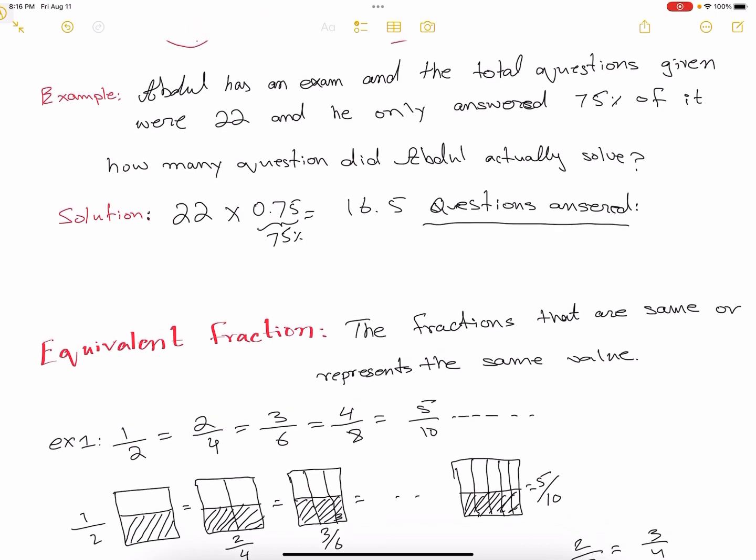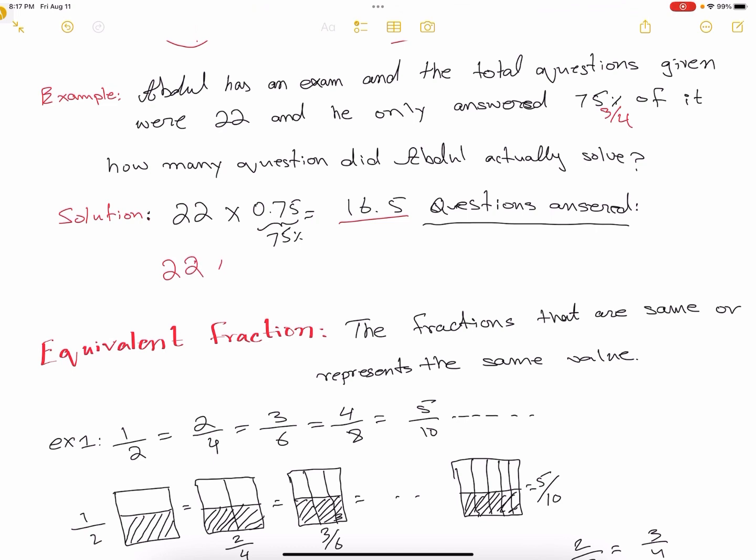Abdul has an exam and the total questions given were 22 and he only answered 75%. Or, since we're talking about fractions, 3/4 of it. How many questions did Abdul actually solve? We can do it this way: 22 questions and he solved only 75%. 75% can be written as 0.75. So we multiply these two, and we get 16.5 questions correct. Luckily, that's many.